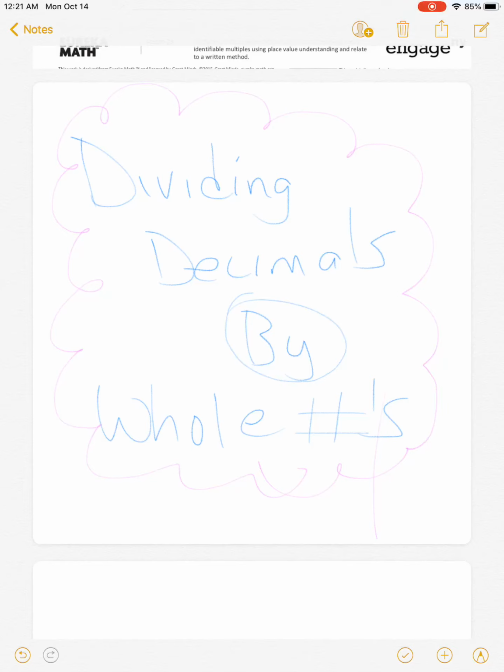And today we're working on dividing decimals by whole numbers, okay? Dividing decimals by whole numbers. The great thing about this video is that you can pause it. So I need you to pause it right now, go get a sheet of paper or something to write with and write on so that we can interact and take notes together and work things out together, okay? So go ahead, I'll wait.